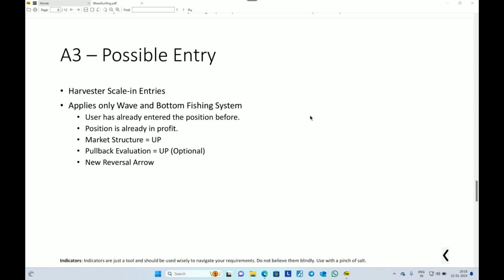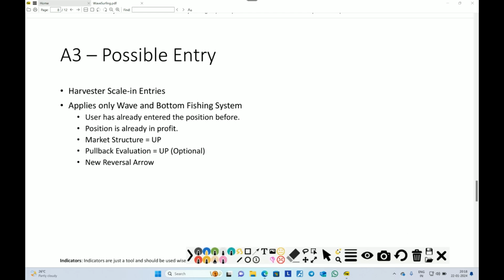In this presentation, I'm going to explain A3 possible entries. This is one of the Harvester basic concepts. Let's dive deep into it. Okay, let's look at the components. Right, when it comes to Harvester, the A3 models are applicable only for wave and bottom fishing systems. Okay, this is not applicable for bay fishing.